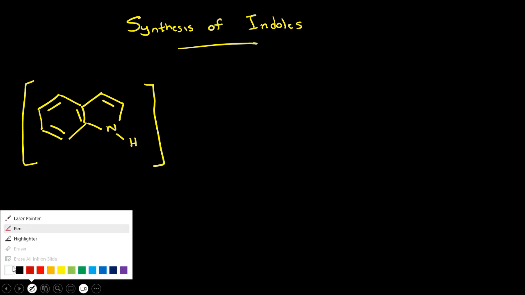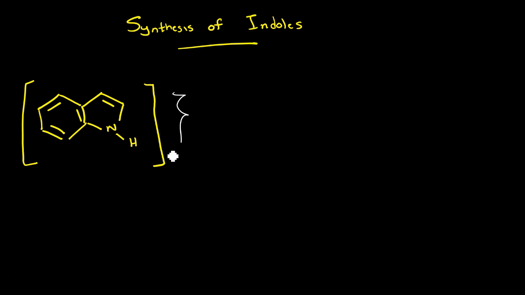Now, this is the structure of indole. We are going to talk about these indoles in two separate videos. In this video, we are going to talk about the synthesis. When we look at the synthesis, there are two main methods that we can use to synthesize indole molecules. The first one is the Fischer indole synthesis.